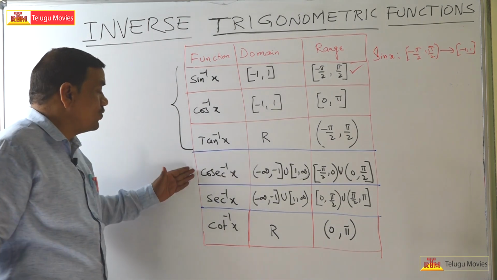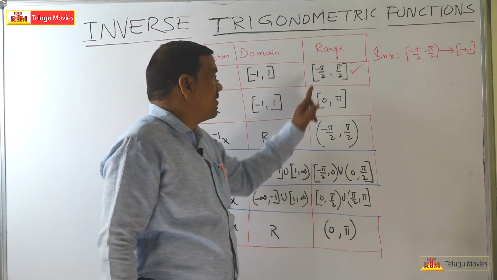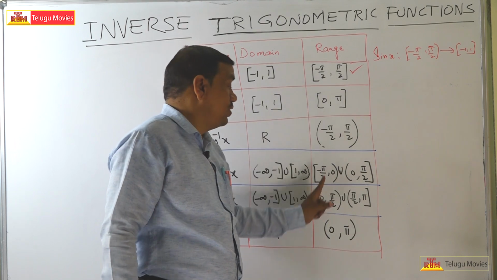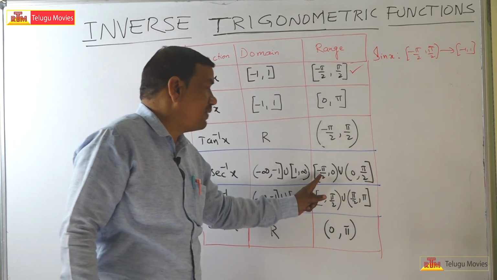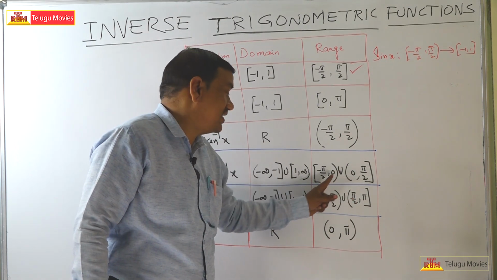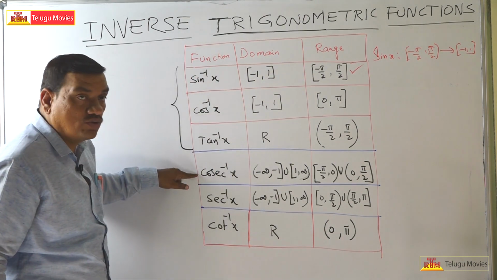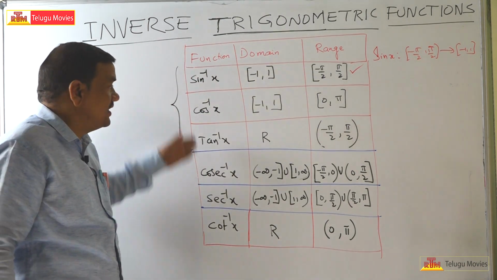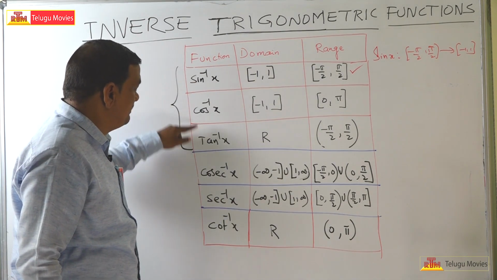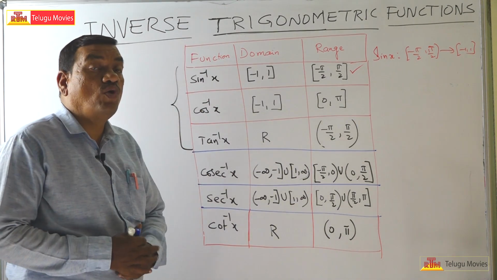Now coming to cosecant inverse, secant inverse, cot inverse of x. Here also, from minus pi by 2 to plus pi by 2, the same interval, except 0. Try to understand here, except 0. You learn this in the same sequential order: sin inverse of x, cosecant inverse of x, cos inverse of x, secant inverse of x, tan inverse of x, cot inverse of x. Remember this order only.